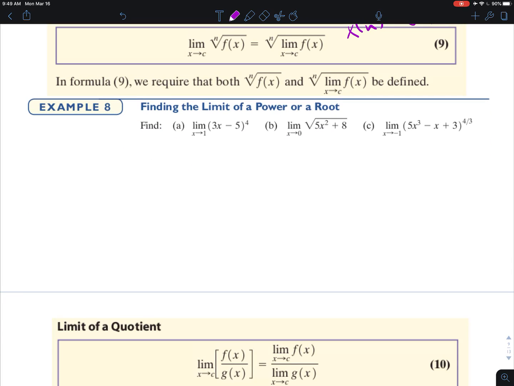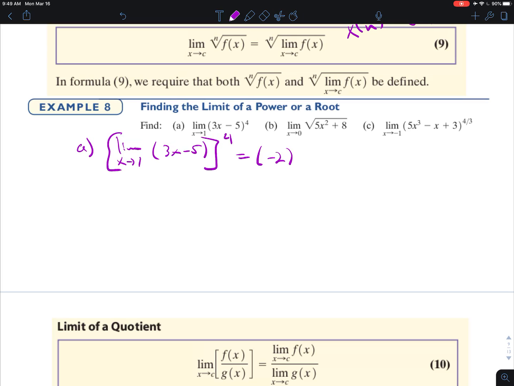So we'll rip through these 3 examples pretty quickly here. Again, pause if you want to give them a shot before watching me struggle through it. So the limit as x approaches 1 of 3x minus 5, and the whole thing I can raise to the 4th power.